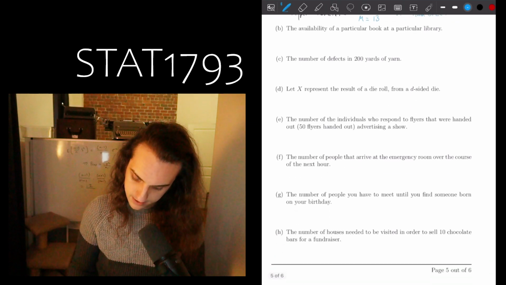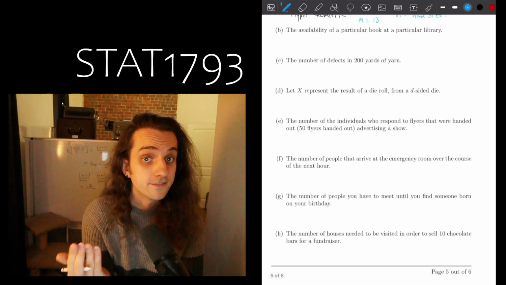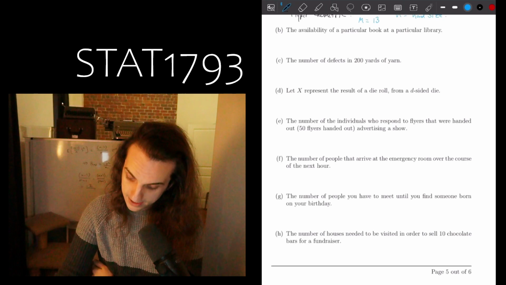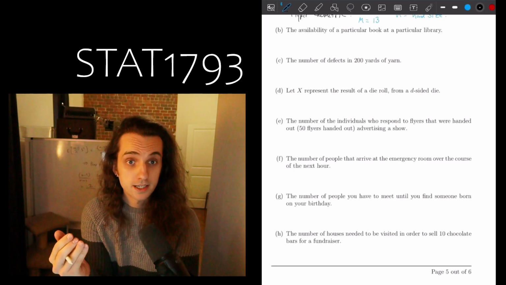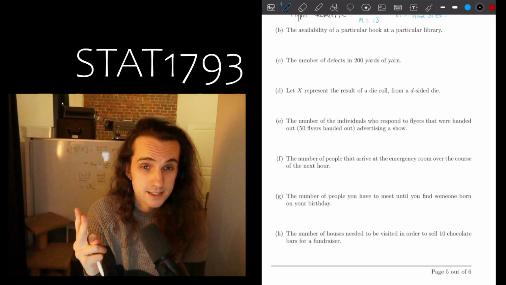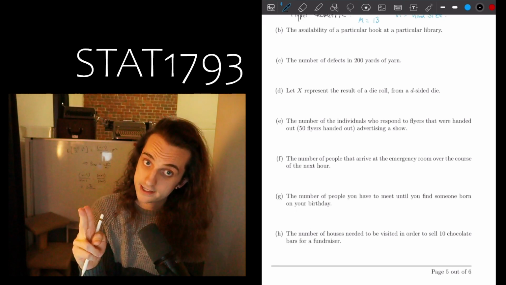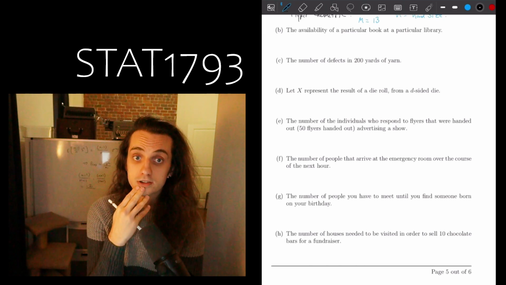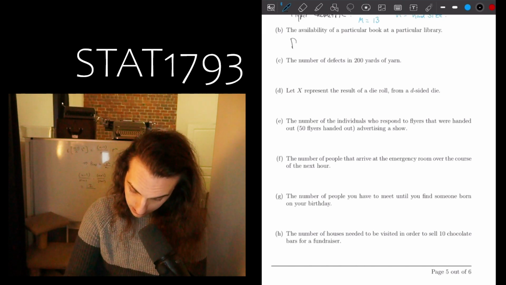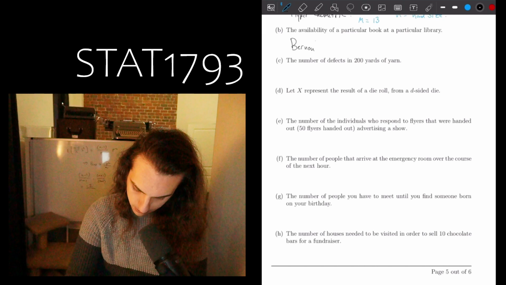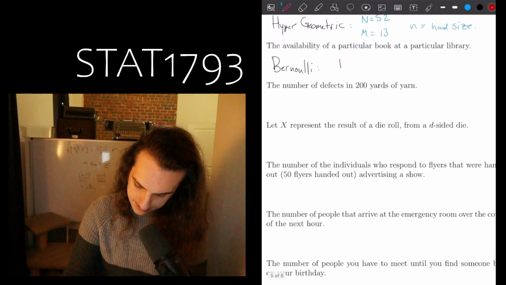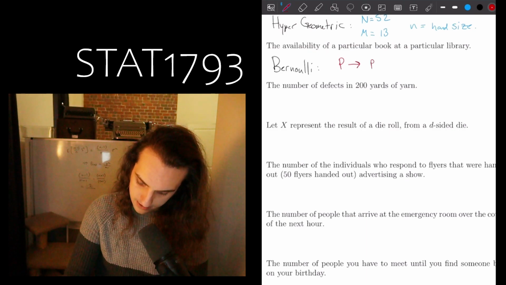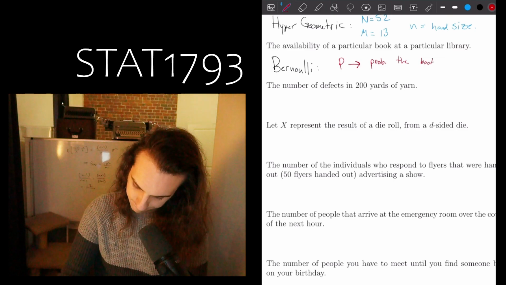Okay. In part B, we're thinking about the availability of some particular book at some particular library. When you look at this, what you should think is, well, there are two options here. It's either available or it's not. Anytime that there are only two options, then immediately we know that this is going to be Bernoulli. And if it's Bernoulli, then the parameter we're looking at is p. And in this case, that's going to be, say, the probability the book is available.